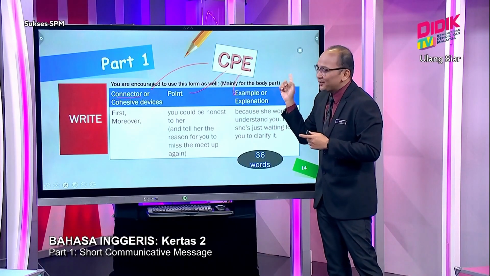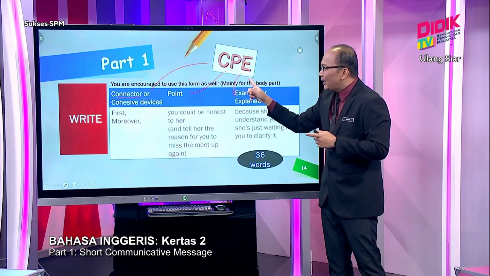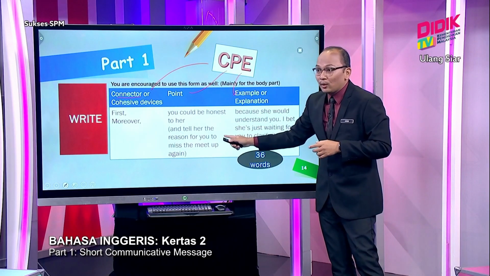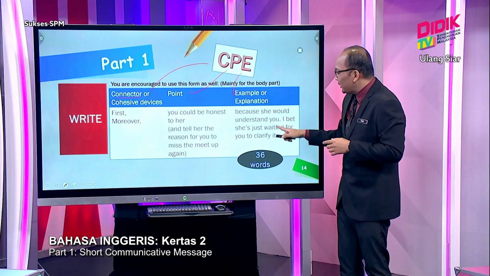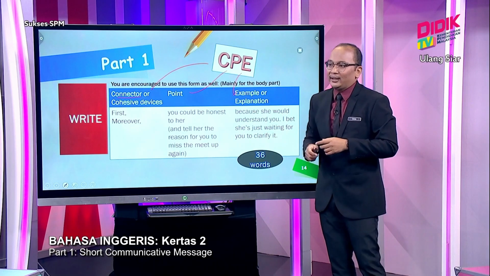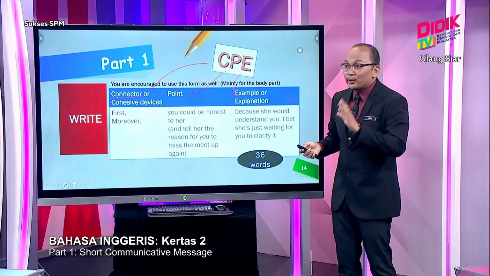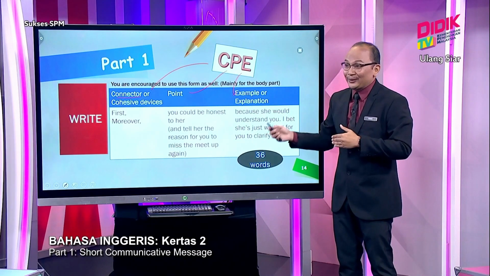But please remember, for those who really want to score, the last step would be including the example or explanation for the reason that you already gave. Because she would understand you, I bet she's just waiting for you to clarify it. So this is estimated to have 36 words already. Just imagine the other point, an introduction a little bit and also a little bit of conclusion. I think that will be enough for you to be around that 80 words. But if you're exceeding, don't exceed it too much as well.